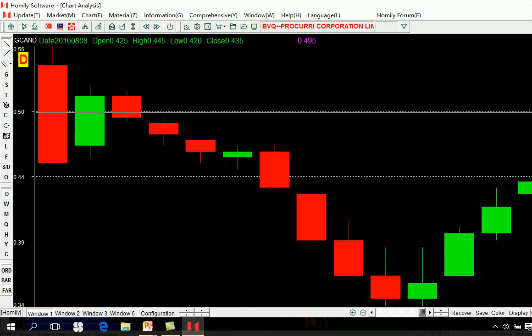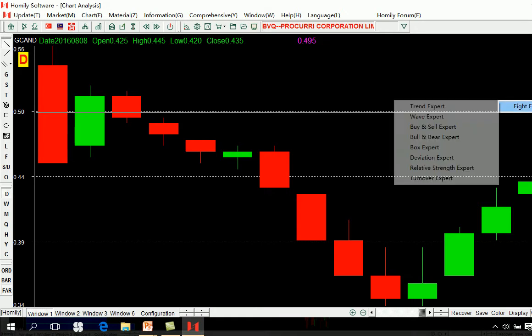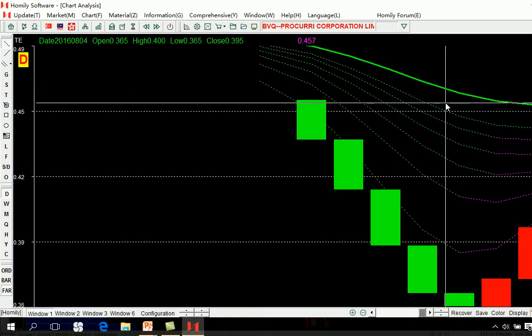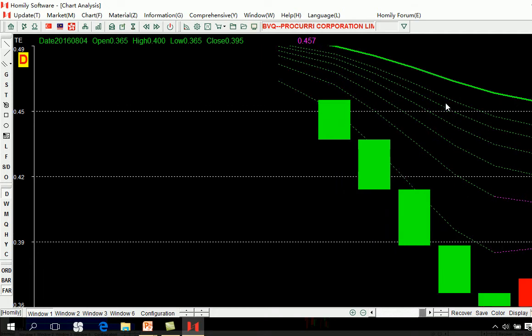Maybe we can use some functions of Homely software. The first one is the trend expert, because the trend expert can help us to judge when to buy and when to sell, and it's very useful. For the overall medium long-term trend, you can see the green line, right? The green line means the trend is in the downtrend. The green dot candlestick can help us to judge the short-term buy point and sell point. So when we see green turn to the red candlestick, can we buy or not? How to confirm this is the buy point?